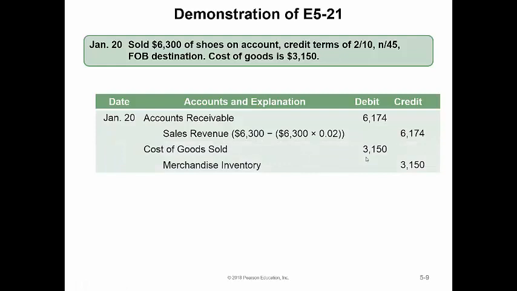Now we have to take care of the cost. We're going to debit the expense account cost of goods sold for 3,150, and we're going to reduce merchandise inventory because we sold it. It's going away, so we're going to credit it for 3,150 as well.